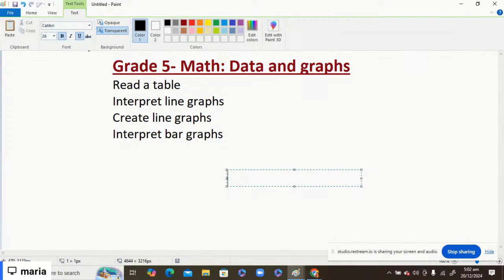So today we are here for grade 5 maths. The chapter we discuss today is data and the graphs. Here is the list of the lessons: read a table, interpret the line graphs, create the line graphs, interpret the bar graphs.